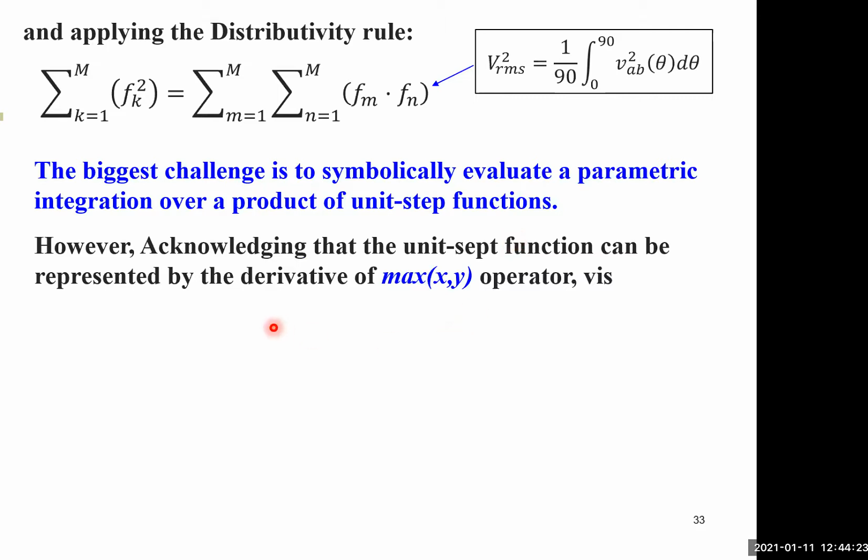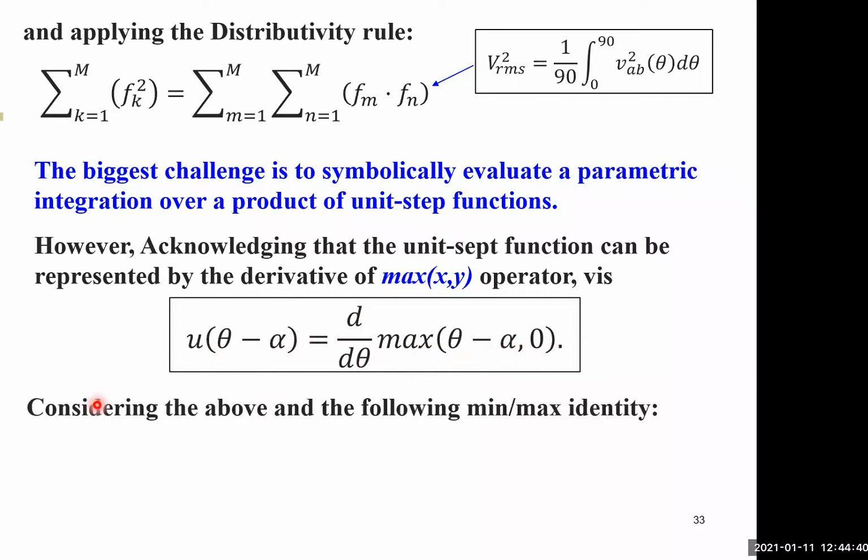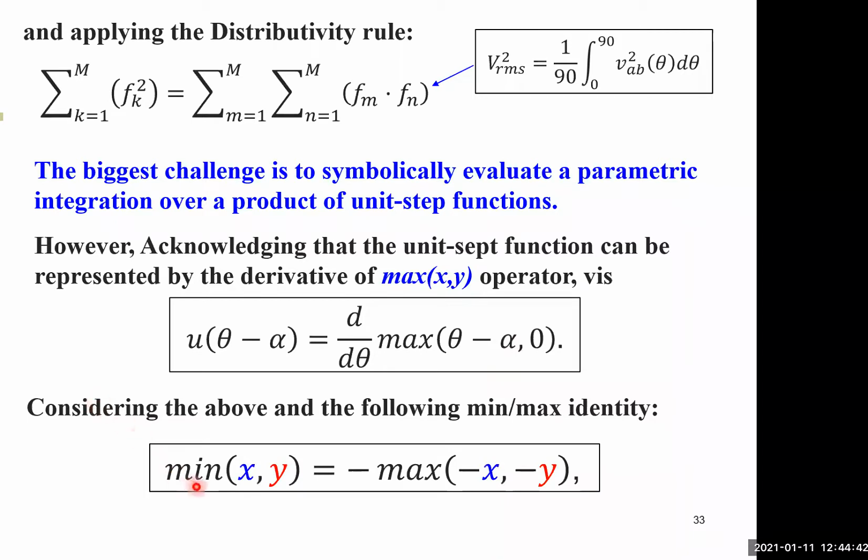So it turns out that the unit step function can be represented as a derivative of the max operator. Okay, as you can see here, max of theta minus alpha and 0, the maximum. You take the derivative, you get the unit step function shifted by alpha. Also, another identity found at MathWorks is that minimum of x, y can be converted to maximum of x, y and vice versa. This is similar to the reciprocal conversion of the unit step function.